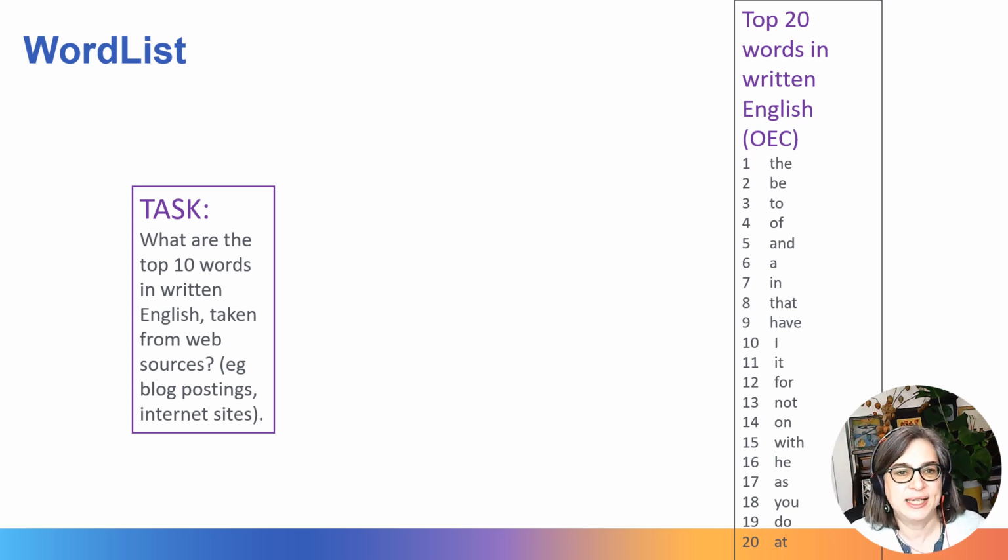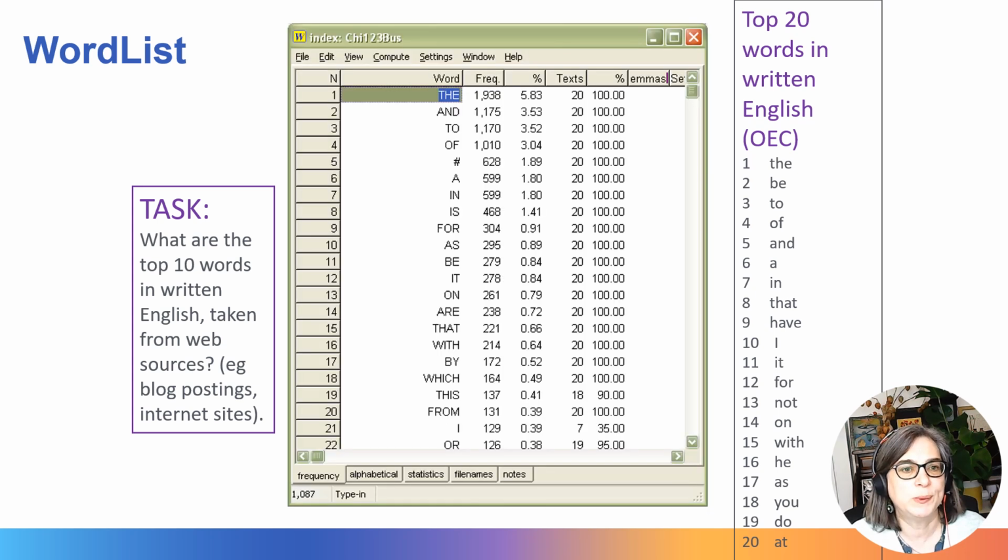So I compared this with my Chinese student corpus, the same Chinese undergraduate students of business, and you can see straight away there are similar words, so the features in both and to, of, in, all the little grammatical words, but we also have the hash symbol, and in the software I used here, Wordsmith Tools, the hash symbol denotes a number. And we've also got the first person I.